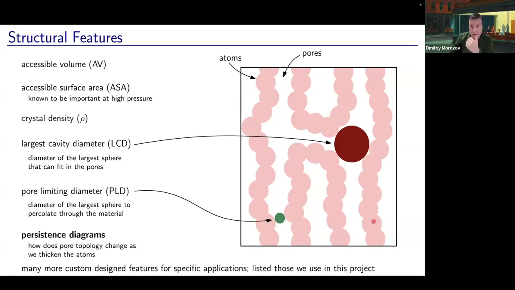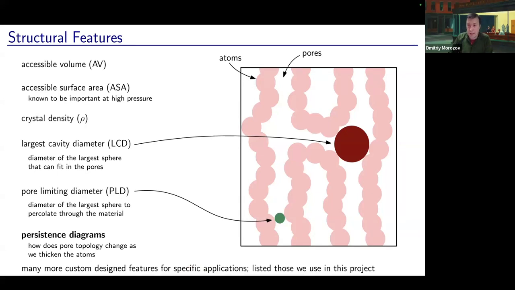In particular, you can throw persistence diagrams into the picture, and these would be the persistence diagrams of the setting of growing balls, right? So if I take my atoms to be little balls and then I start growing them, I can keep track of how the homology of the space changes. So how the pores get filled in, how cycles get created, how connected components change. And there are other features, so this is just a sketch.